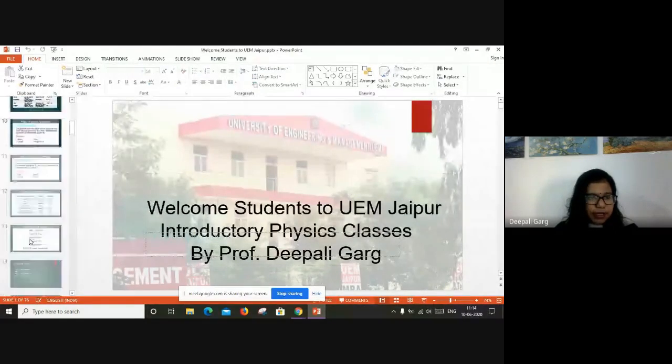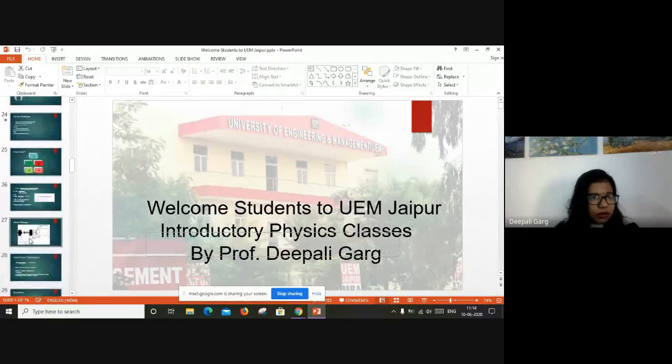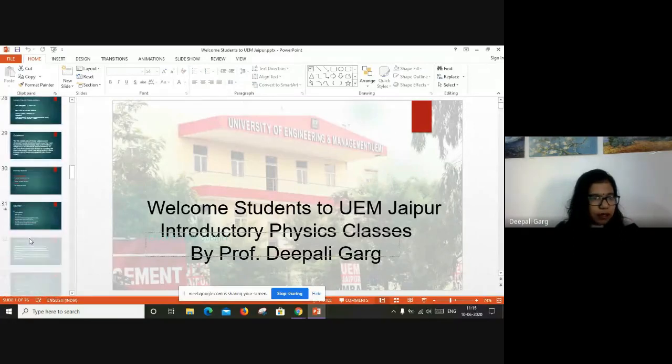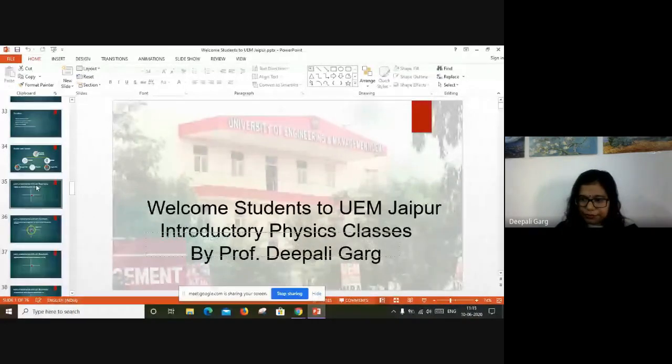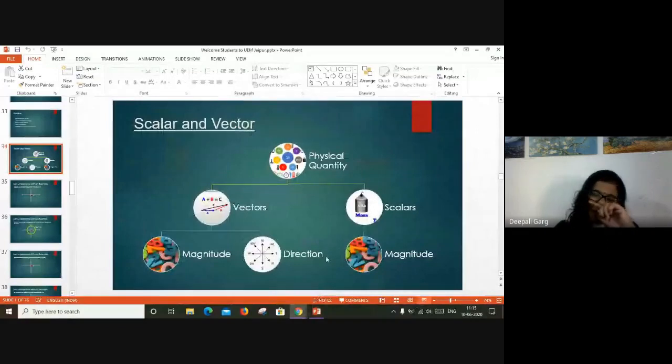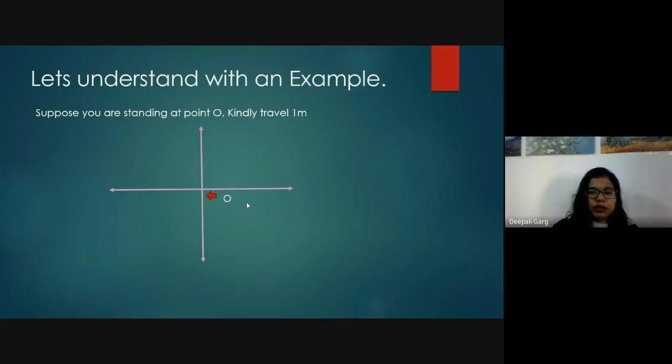So we were here. Let me just fast forward through the last class very quickly. So we did this part. Okay. So we were here. These physical quantities can be divided into two parts, vector and scalar. Vector quantities have both magnitude and direction, and scalar quantities have only magnitude. So this was an example by which we learned.